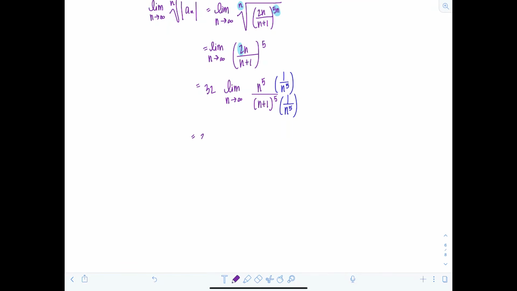We still have 32 out here, the limit as n approaches infinity. Now in the numerator, I'm just going to have n to the 5th over n to the 5th, so that's 1. And then now when I distribute 1 over n to the 5th to the quantity n plus 1 raised to the 5th, I have to basically take the 5th root when I put it inside the parentheses. So I'm going to have n over n, which is going to be 1 plus 1 over n raised to the 5th. And then now I can take this limit.